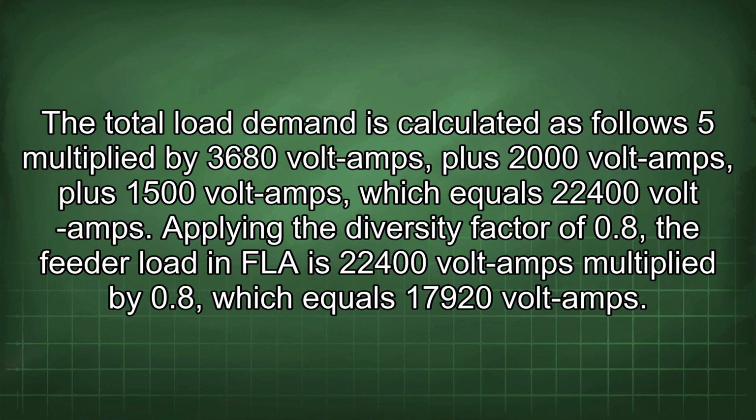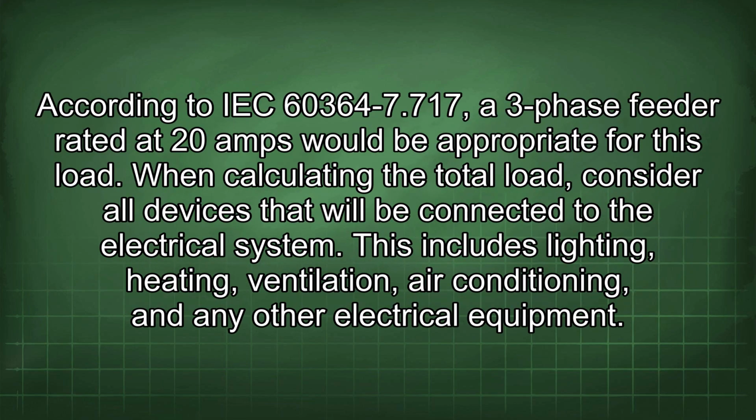equals 22,400 volt-amps. Applying the diversity factor of 0.8, the feeder load in FLA is 22,400 volt-amps multiplied by 0.8, which equals 17,920 volt-amps. According to IEC 60364-7.717, a 3-phase feeder rated at 20 amps would be appropriate for this load.